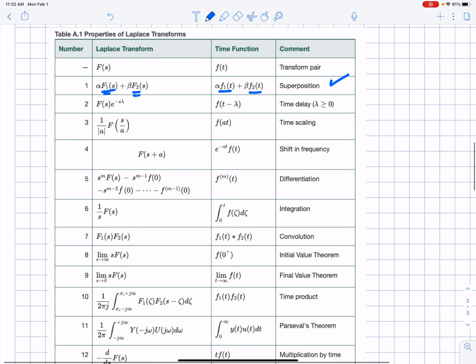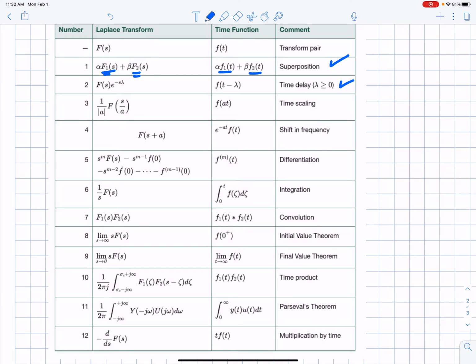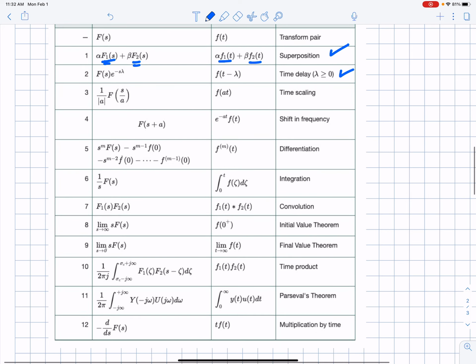We're going to get to time delays a little bit later, but we'll hold off for now. Time scaling is not going to be super important for us. Shifting in frequency is not super important for us, but this differentiation property is going to be important, and so is the integration property, so is the convolution property, and a little bit later on we'll get to initial and final value. Those are the main properties that we're going to use.